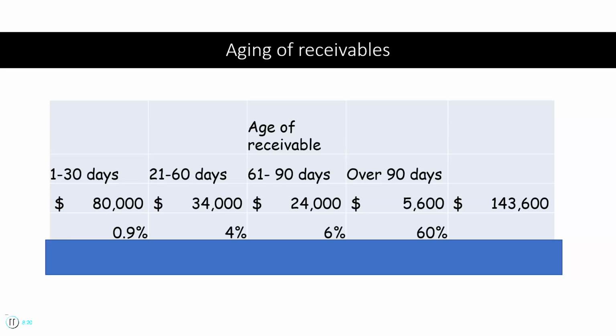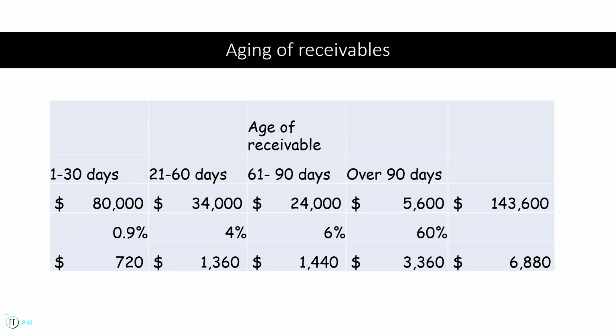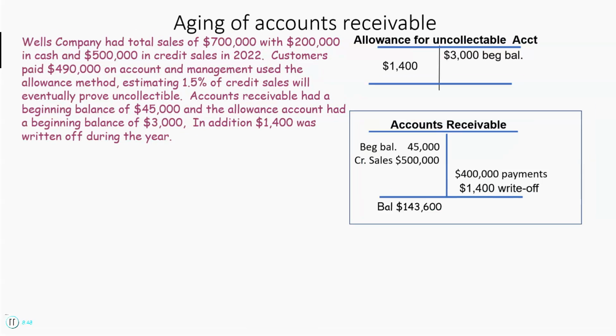143,600, 80,000 is 1 to 30 days. 34,000 is out there a little more. 24,000 is more, and we have over 60 days of 5,600. If you notice, those percentages go up as the time goes by. So we take those percentages times our numbers, and we add them up, and it tells us the ending balance in allowance for uncollectibles should be 6,880.